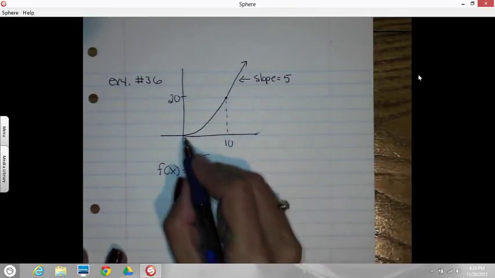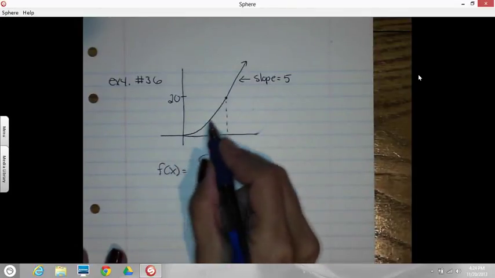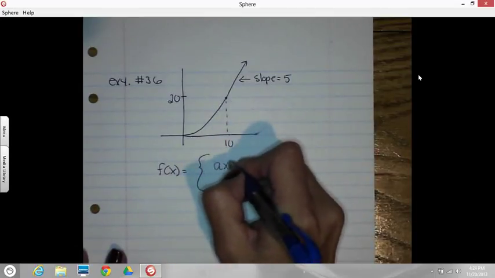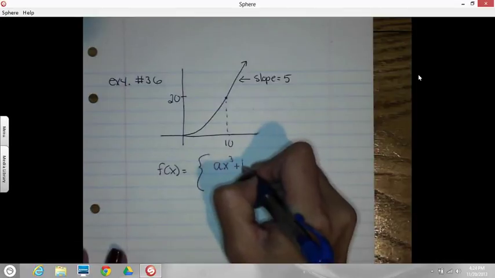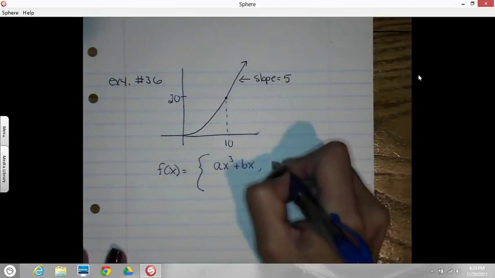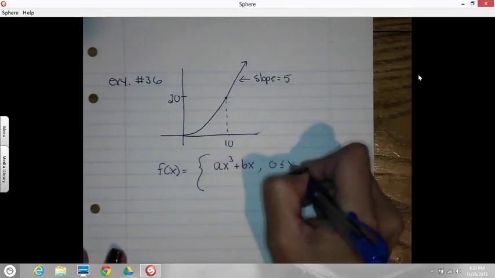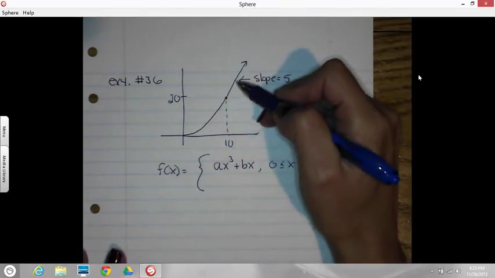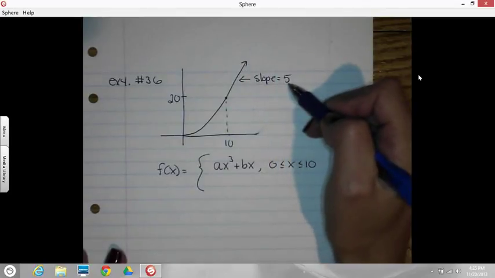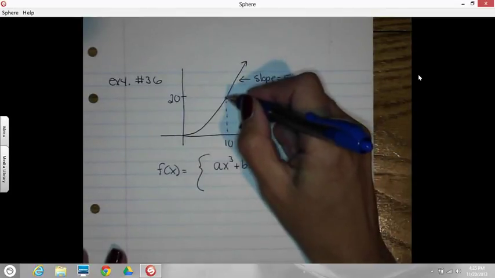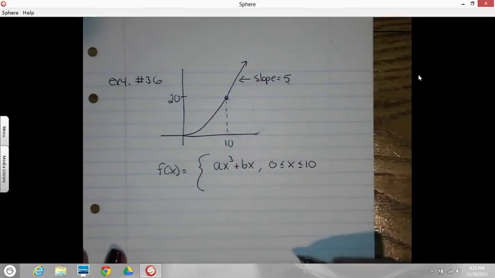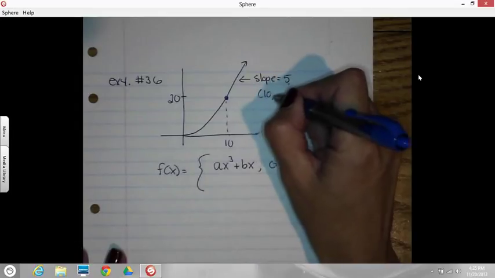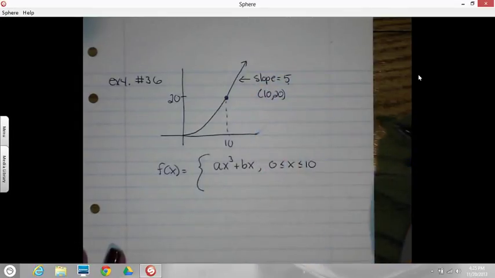that when x goes from 0 to 10, it's on this cubic parabola, and they gave you that equation in the problem. The equation was ax cubed plus bx, and that's when x is between 0 and 10. They did not give you the equation of the line. The only thing they told you was the slope, and you also know a point on the line, the 10, 20. So with the slope and a point, you can write the equation.